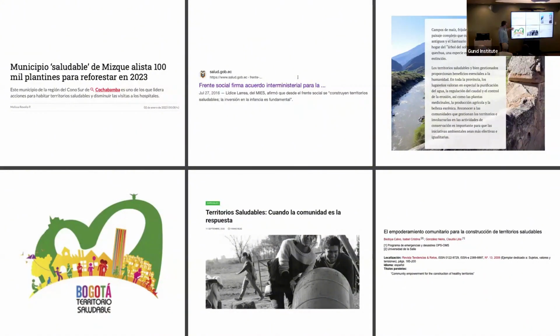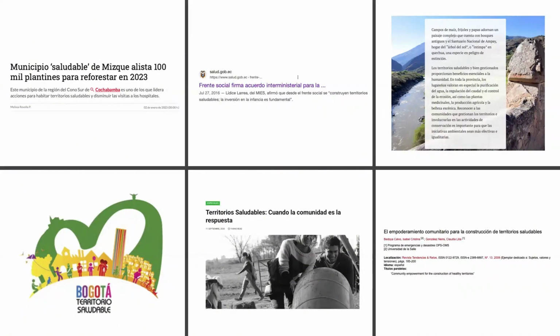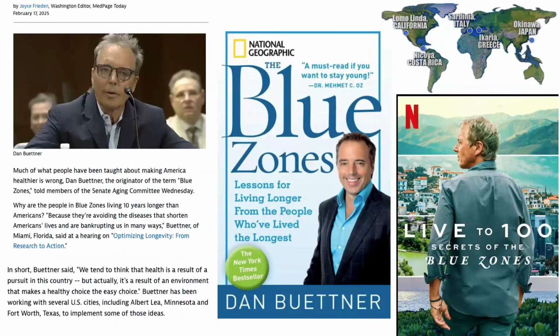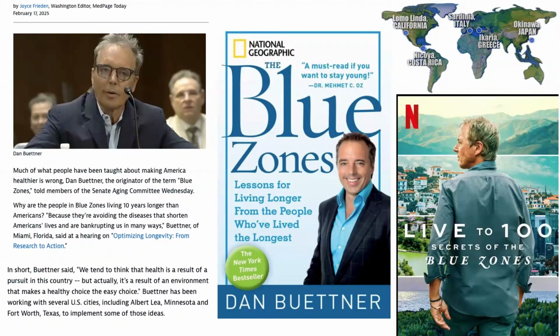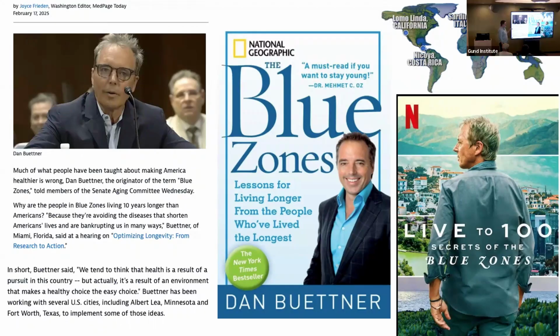It has been even used at the municipal level, like having larger administrative areas as healthy territories, so both ecosystems and people. Now, there are good chances that you are familiar with this concept of the blue zones. It has become increasingly popular. This author here, Dan Buettner, has been a big promoter of it. And there's even a show on Netflix.